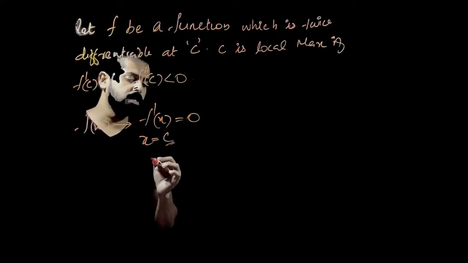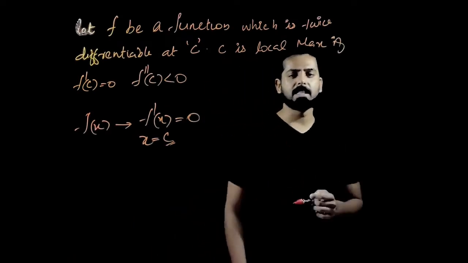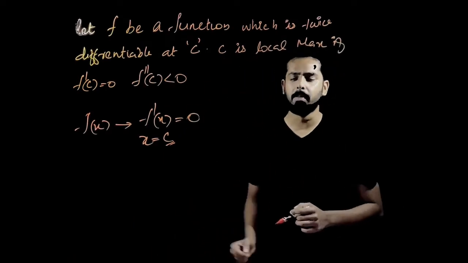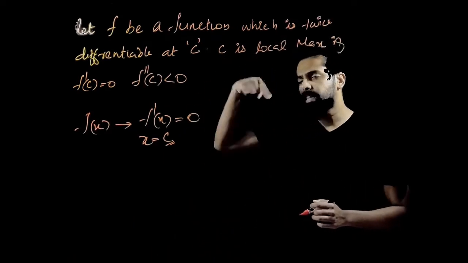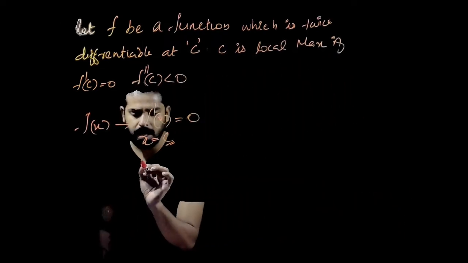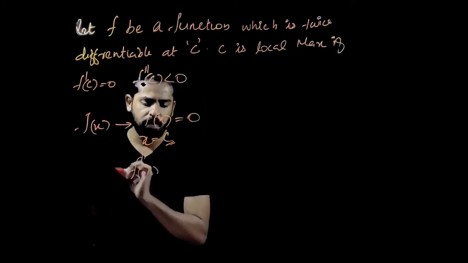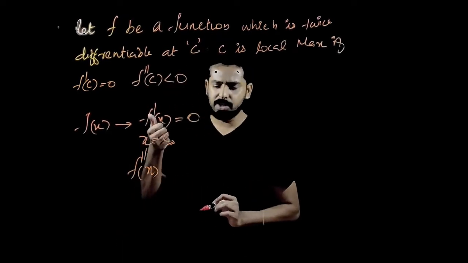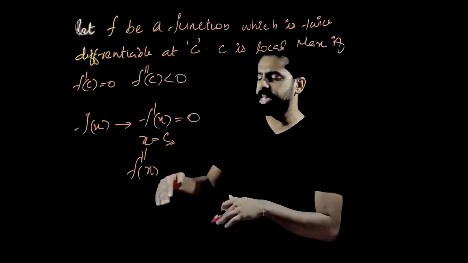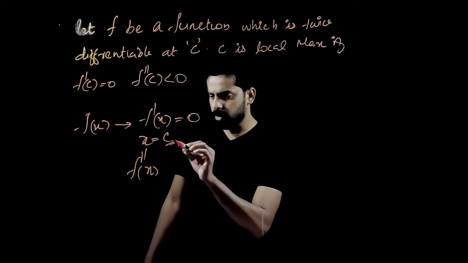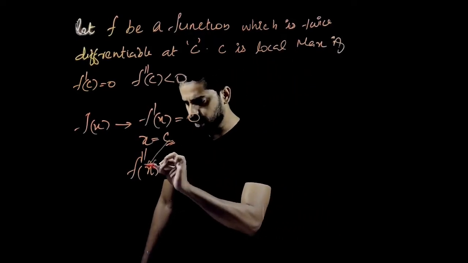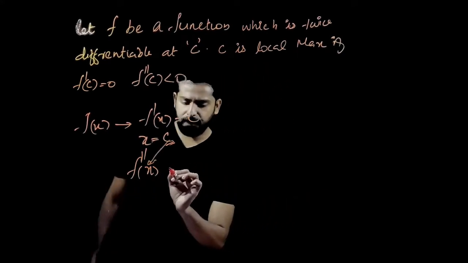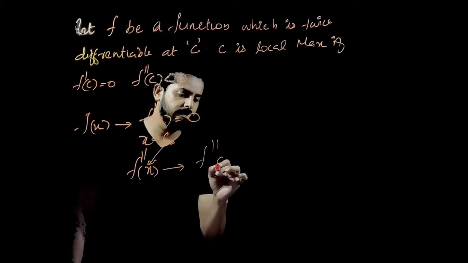Now you have to check whether the point c is a local maximum value or a local minimum value. For that, you need to find the second derivative. You have to differentiate it again and find f double dash of x. Now, you have to check whether this f double dash of x is negative or positive, by substituting c and finding f double dash c.